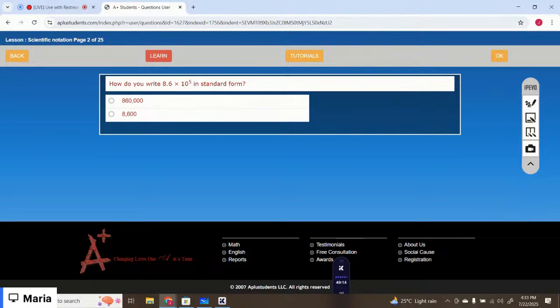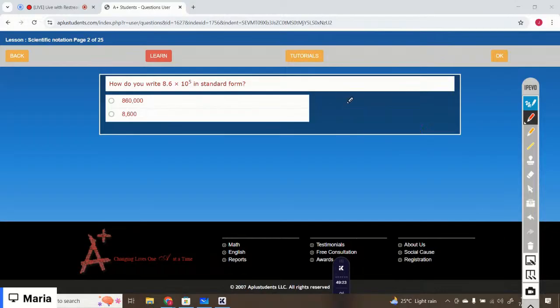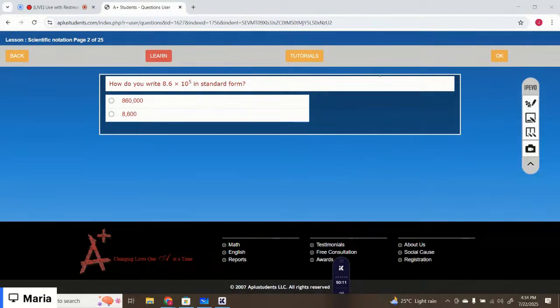How do you write 8.6 times 10 exponent 5 in standard form? 8.6, 1, 2, 3, 4, 5. Move the decimal point from here to here. That is 860,000. Option number 1 is the correct option.